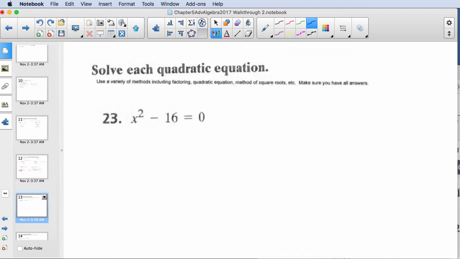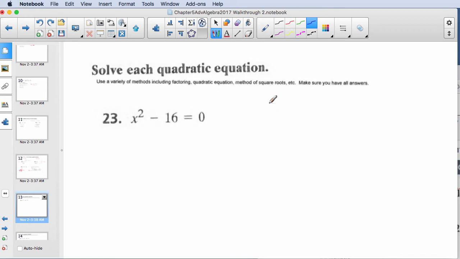Okay, next we need to solve a bunch of quadratic equations, and I really do want to caution you to use a variety of methods. Ideally, use the best method. You might be able to get away with using the quadratic formula for every problem, but the truth is you won't become a great math student unless you use the one that's most efficient.